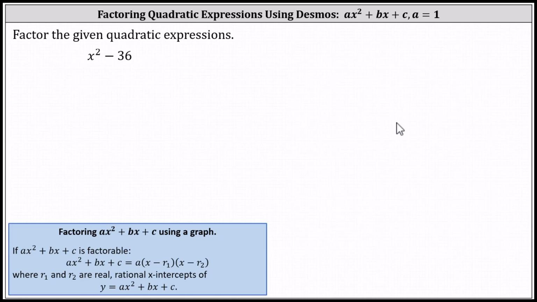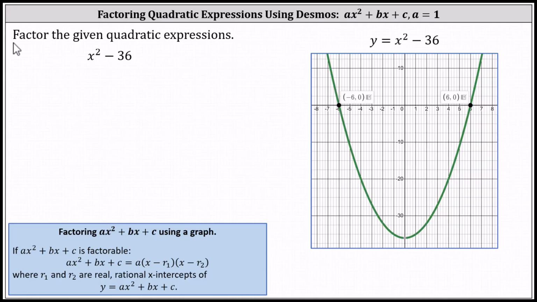For the next example, we want to factor x squared minus 36, which is actually a difference of squares. But to factor this using a graph, we graph y equals x squared minus 36. Notice there are two x-intercepts. We can let r sub 1 be equal to -6 and r sub 2 equal +6. The factored form of x squared minus 36, where the leading coefficient a is equal to 1, is 1 times the quantity x minus -6 times the quantity x minus +6. Simplifying, we have one factor of x plus 6 and one factor of x minus 6.